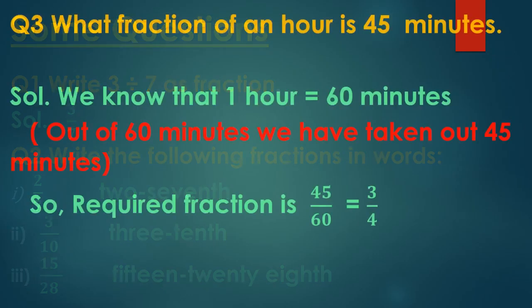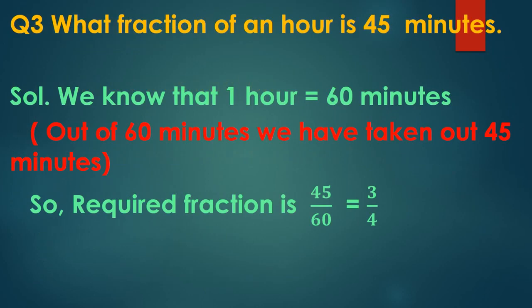Now see the next question. What fraction of an hour is 45 minutes? What does this question mean? That from the total 1 hour, what is the fraction of 45 minutes? It means total we have 1 hour. First of all, we will convert 1 hour into minutes. 1 hour is equal to 60 minutes because the units must be the same. So out of 60 minutes, we have taken out 45 minutes.